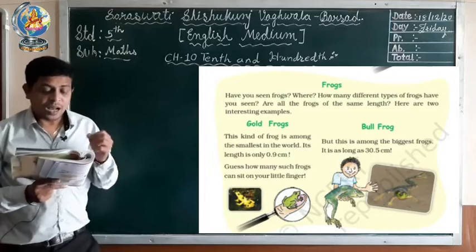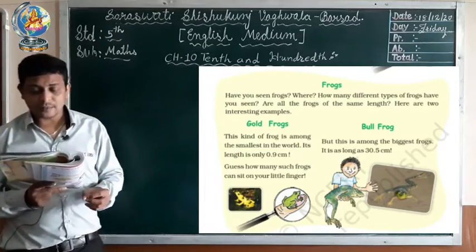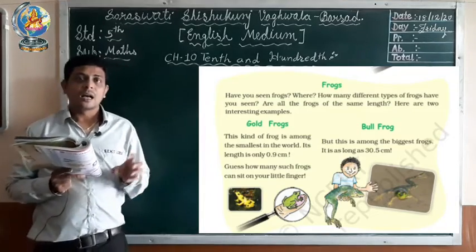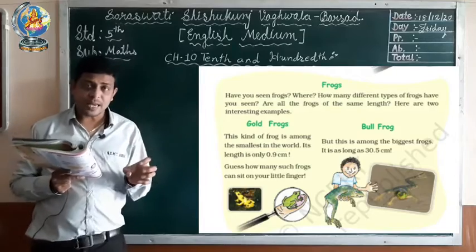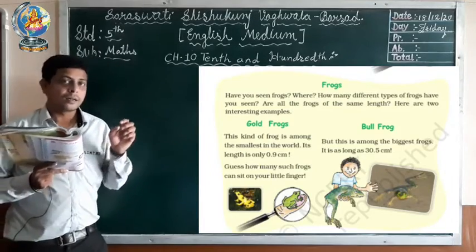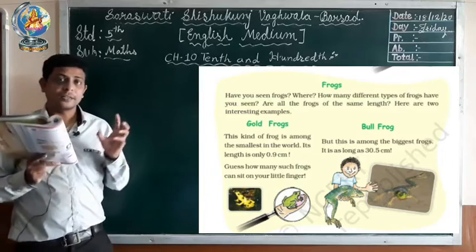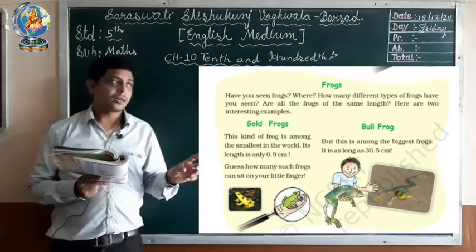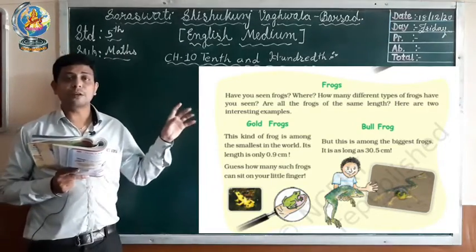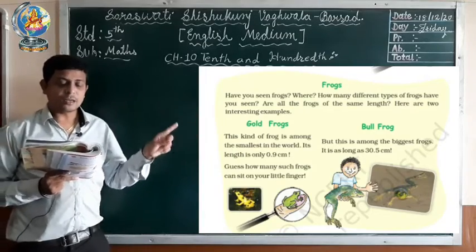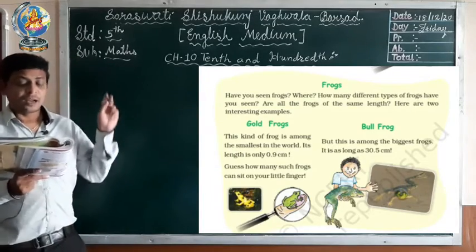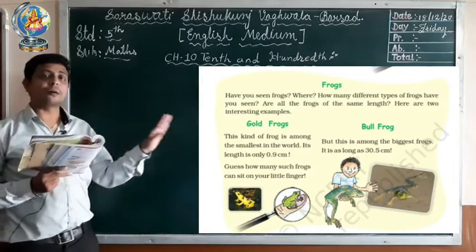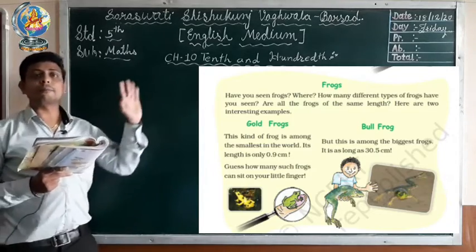Let's read ahead. Are all the frogs of the same length? Means whichever frogs you have seen, do they all have the same size or length? No, all the frogs have different sizes. Here are two interesting examples. So now we will take two interesting examples of two different frogs. One is bullfrog and the second one is bullfrog. Now we are going to compare these two frogs.